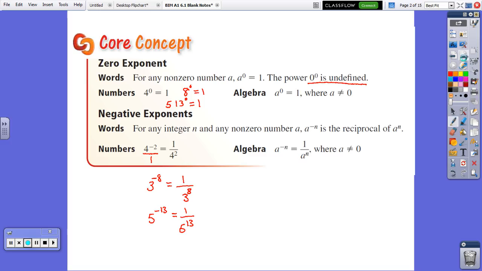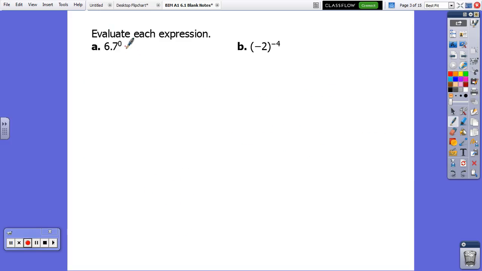All right, here are examples. 6.7 to the zero power. Remember, any number other than 0 to the zero power is always 1. On this one, this is the same as taking 1 over negative 2 to the 4th. You keep the negative 2 in parentheses. Go ahead and type negative 2 to the 4th in your calculator. Make sure you use parentheses, otherwise your answer will come out negative, which would be wrong. So negative 2 to the 4th is 16, so this answer is 1 over 16.